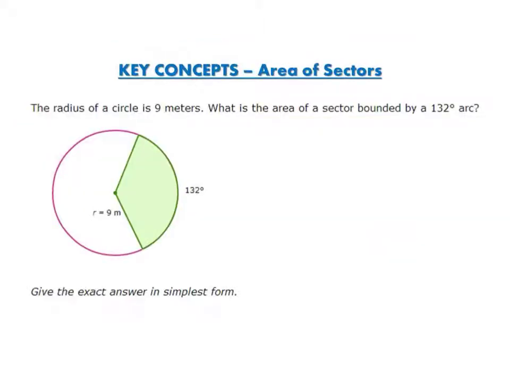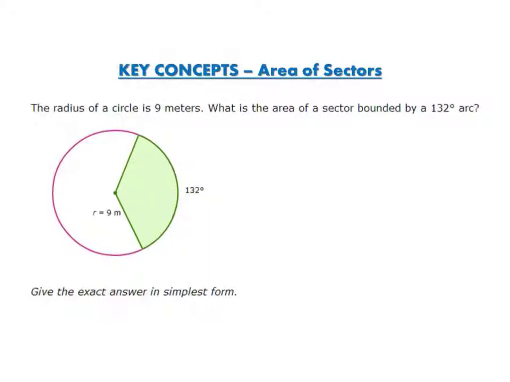All right, we have a problem. It says the radius of a circle is 9 meters. What is the area of a sector bounded by a 130-degree arc? They want us to give the answer in simplest form, which is in terms of pi. So we're not going to even worry about using pi in our equations when we put it in IXL.